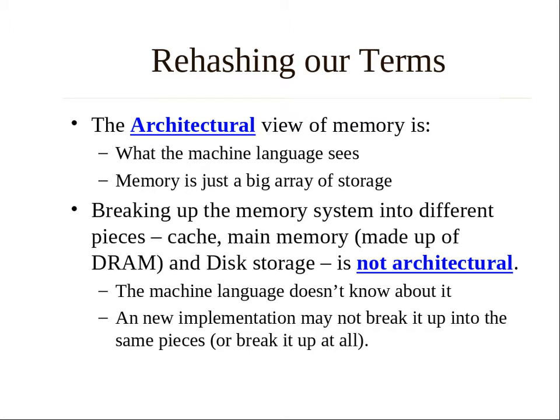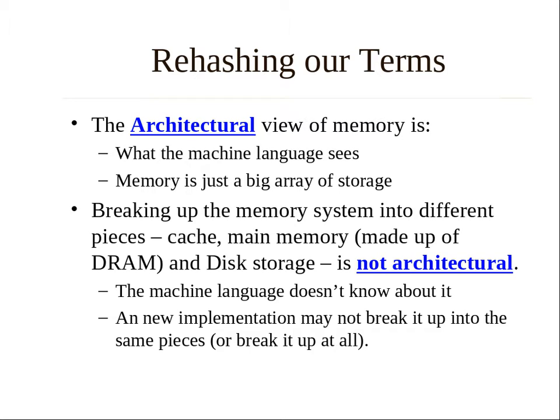Now, we're going to break that apart. We're going to still give you the interface, or the illusion, so to speak, of the architectural view of memory, aka give you the illusion that it's just one giant array of memory, but we're actually going to implement that array with non-architectural features, namely a cache or whatnot. Now, this is something that the programmer doesn't know about because they don't need to know about. We're just implementing the interface of the whole memory structure as one giant array. And the new implementation may not break it up into the same pieces or break it up at all, depending on how we go about it.